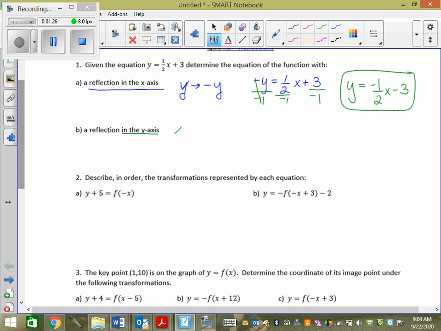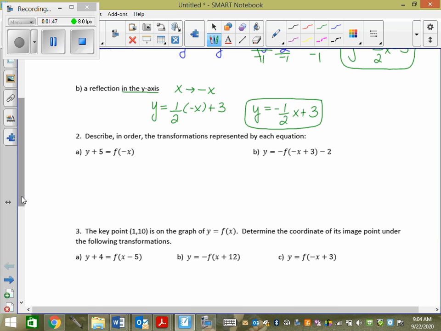Reflection in the y-axis means x becomes negative x for replacement notation. So I'm going to get y equals 1 half negative x plus 3. So y equals negative a half x plus 3. Where's my invariant points on this one? On the y.